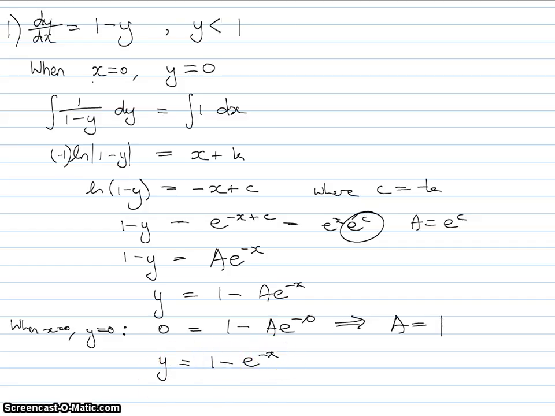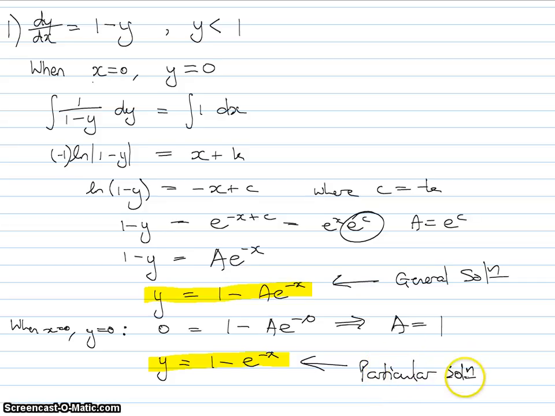Now, just a point to note here. This expression up here is called our general solution because anything that looks like this will actually give us this original differential equation. Whereas the second one down here is called our particular solution because this one not only gives us this differential equation back, but also satisfies the initial condition that when x equals 0, y equals 0. So with that, we are done with question 1.